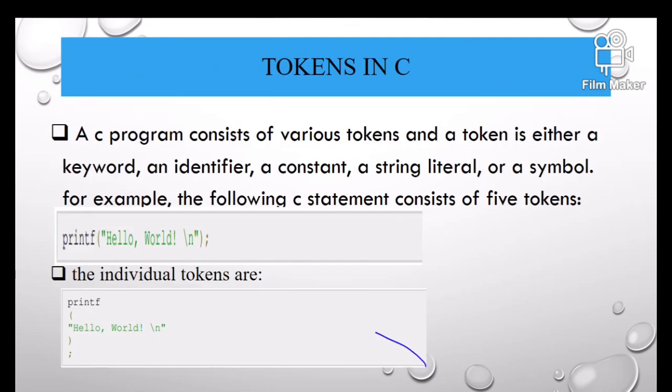Tokens in C programming. A C program consists of various tokens, and a token is either a keyword, an identifier, a constant, a string literal, or a symbol. Take for example the following C statement, which consists of 5 tokens. printf is the first, open bracket is the second, "hello world" is the third, and closed bracket is the fourth, and the semicolon is the fifth. That is, the individual tokens are here.